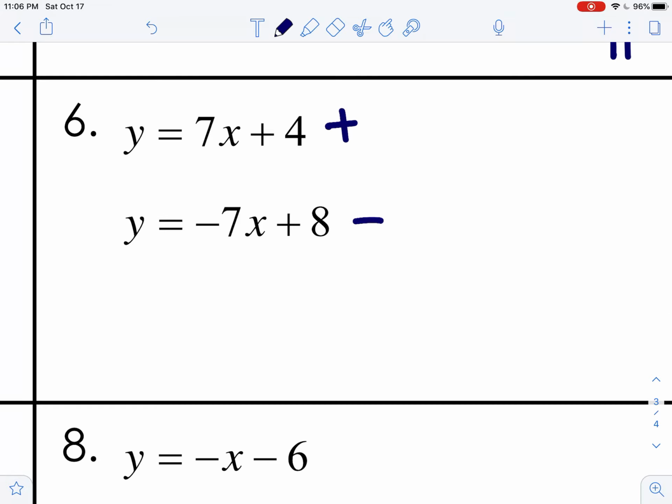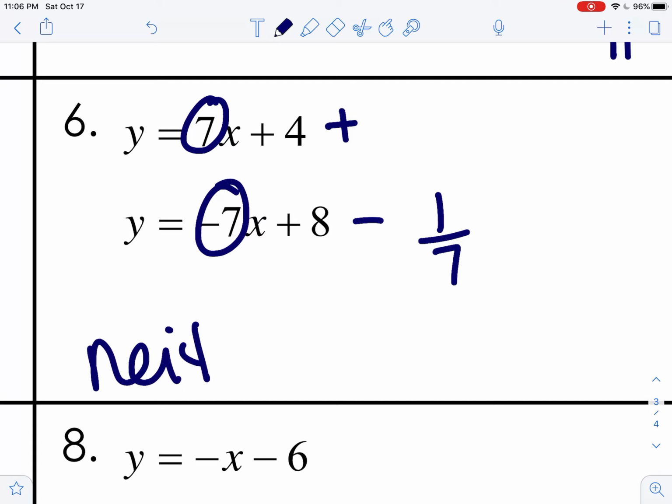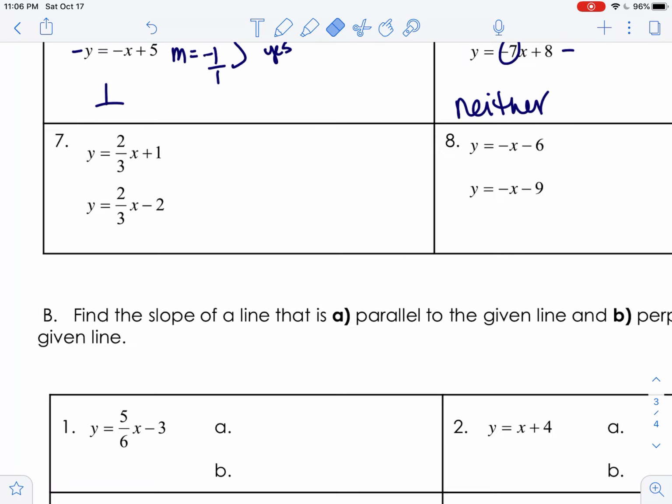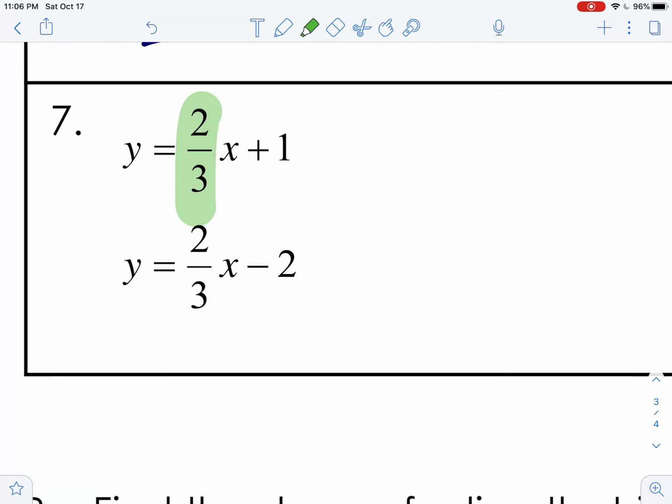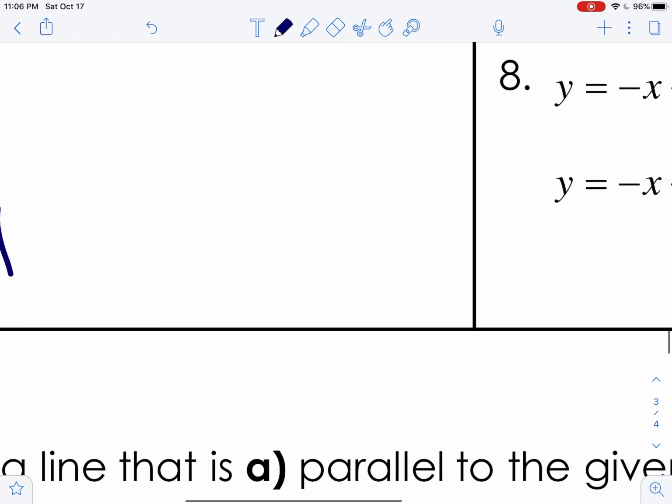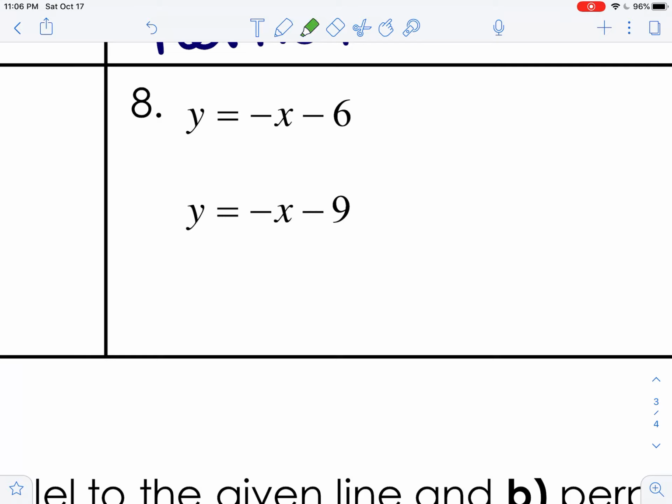Number 6, one is positive and one is negative, but these are not reciprocals of each other. This bottom one would have to be 1 divided by 7, so we would say these are neither. All right, number 7, if you look at your slopes, oh look, they're the same. So we would say these are parallel. As long as they don't have the same y-intercept, we're good. And last but not least, our slope over here is -1 and -1, so we call this parallel.